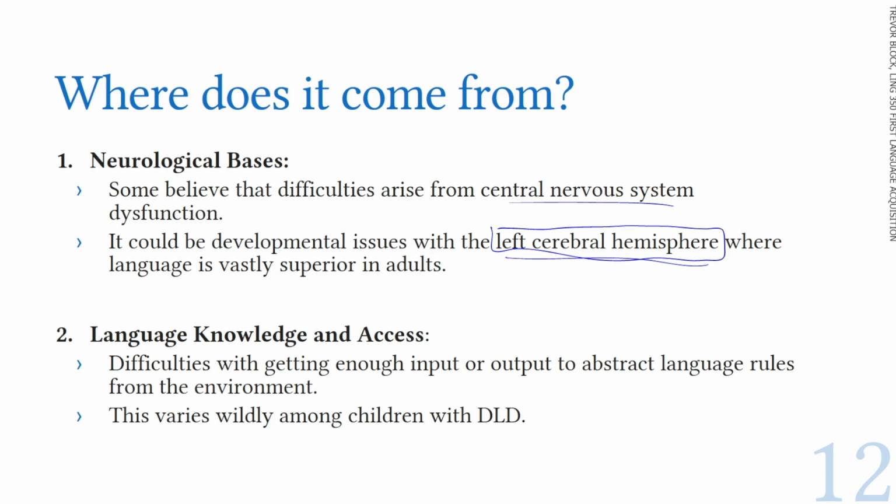It could just be an input and output thing. Maybe there's not enough communication between a parent and child or between children and other children to actually be able to abstract these language rules. So syntax might struggle because they're not getting enough sentence input at all. Or phonology might struggle because they're not getting a chance to speak that often or practice. Okay, this is not necessarily the best indicator because there's so much variety among children with DLD, but it could contribute.